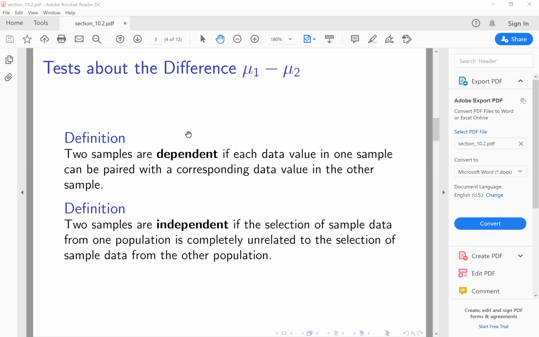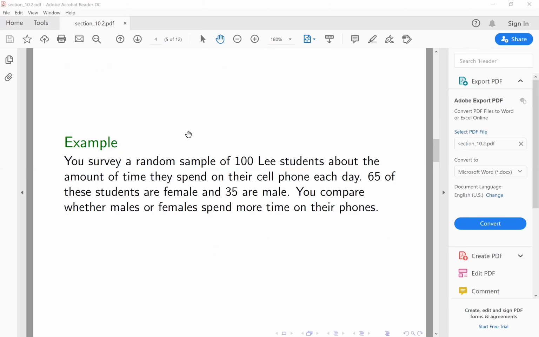So I'm going to give you a series of examples and you're going to figure out, are the samples dependent or independent? You survey a random sample of 100 of these students about the amount of time they spend on their cell phone each day. 65 are female, 35 are male. You compare whether males or females spend more time on their phones. Do you think it's independent or dependent? Well, if you said independent, you're right, because the time that women spend on their phones is not affecting the time men spend on their phones. They're different populations that we're drawing from.